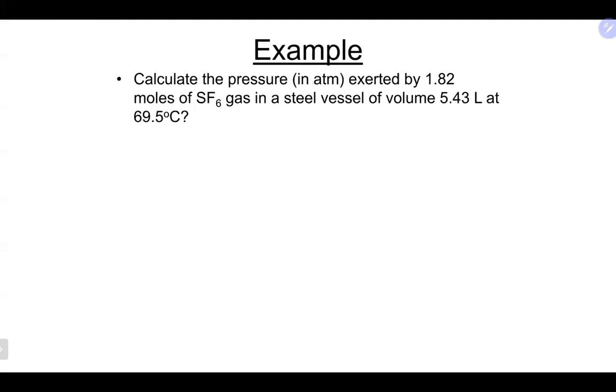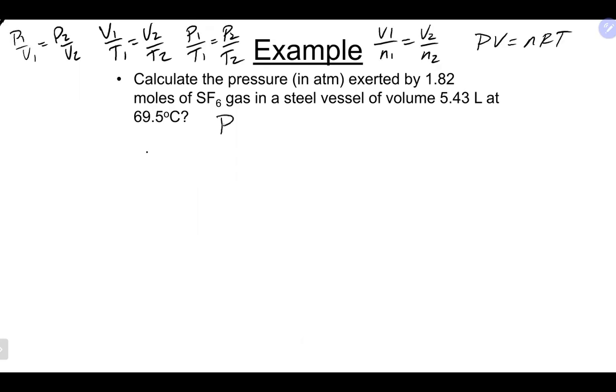All right, so let us try one here. Calculate the pressure exerted by 1.82 moles of SF6 gas in a volume of 5.43 liters and 69.5 degrees Celsius. In this case, we are looking for a pressure. We have 1.82 moles, which is n. We have a volume that is 5.43 liters, and we have a temperature that is 69.5 degrees Celsius.